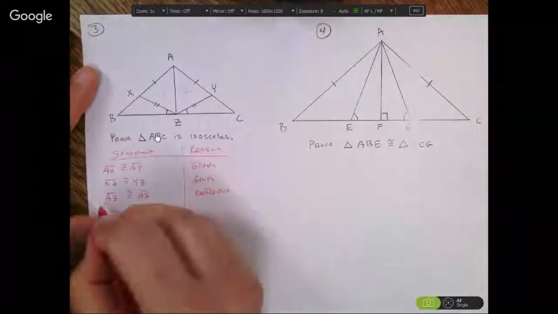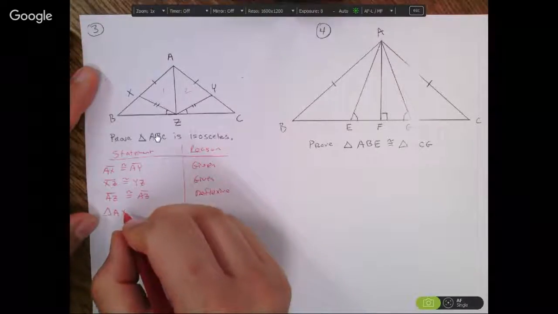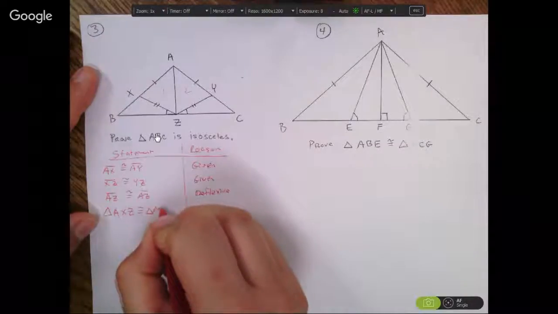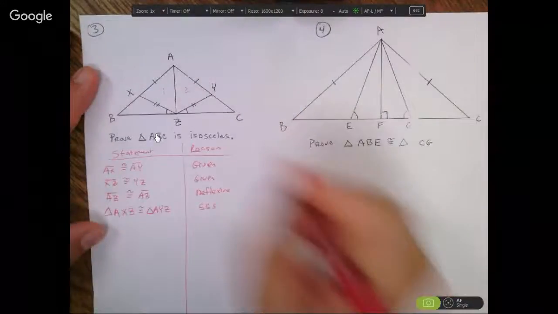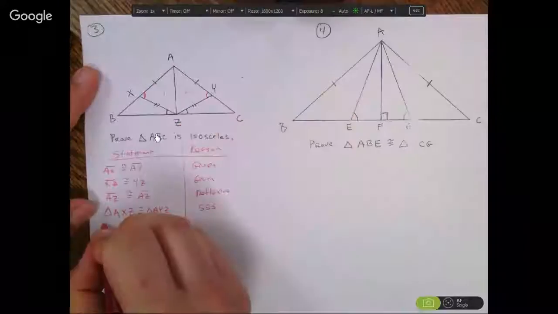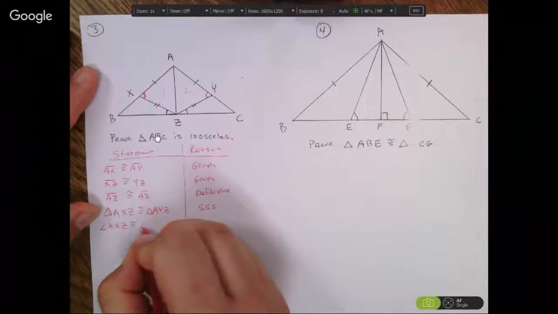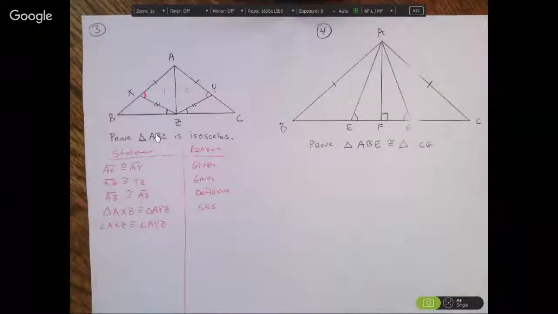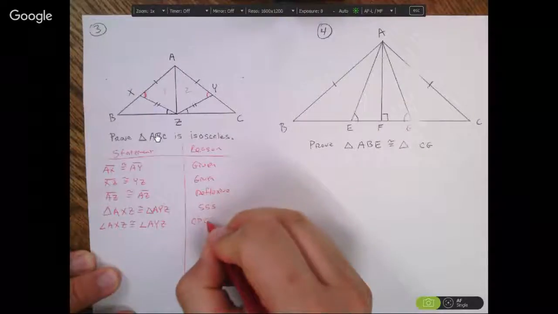So now I have side, side, side, so I can say triangle AXZ is congruent to triangle AYZ for side, side, side. And from there, I'm going to go ahead and say that this angle is congruent to that angle. So angle AXZ is congruent to angle AYZ. And this is what took me a minute to figure out. That's because corresponding parts of congruent triangles are congruent.